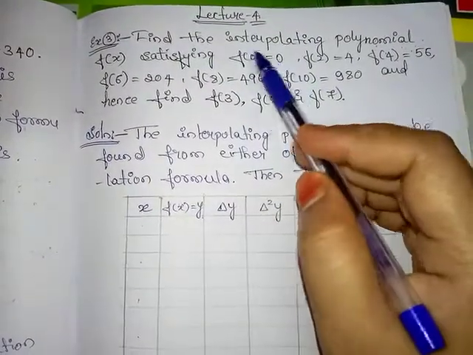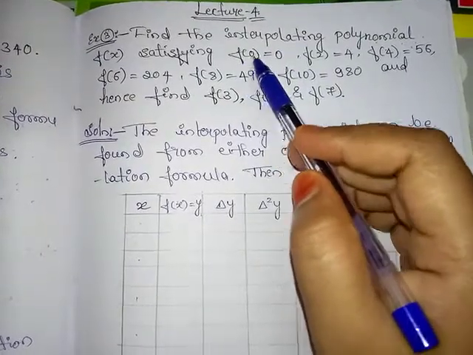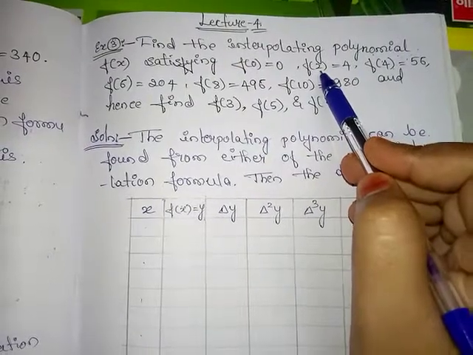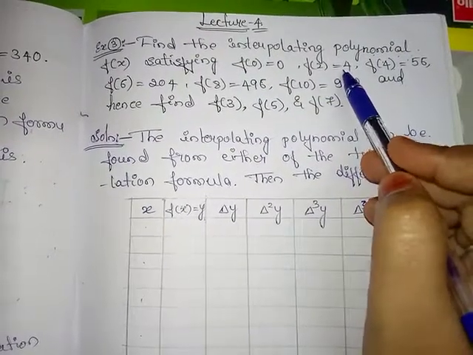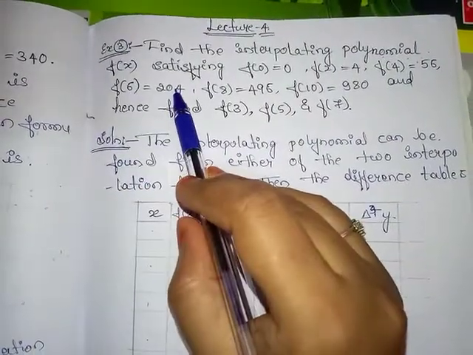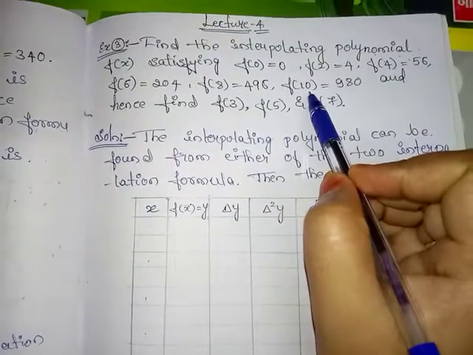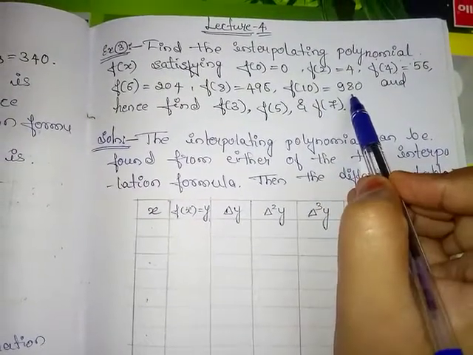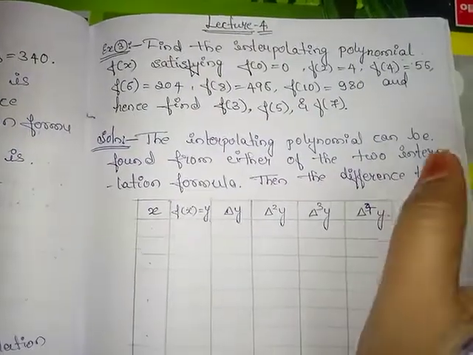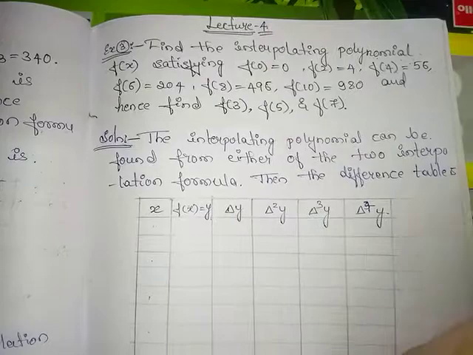The first value is f of 0 is equal to 0, means since it is the first value it will be f of x naught is equal to y naught, f of x1 is equal to y1, f of x2 is equal to y2, f of x3 is equal to y3, f of x4 is equal to y4, and f of x5 is equal to y5. They are given like this. You just have to understand which are the values of x and which are the values of y.